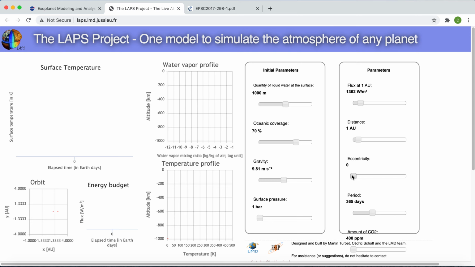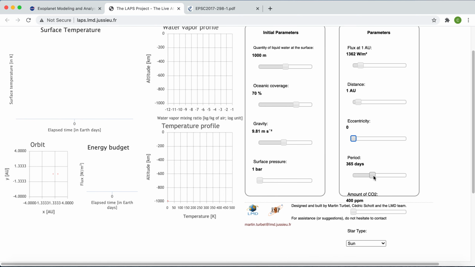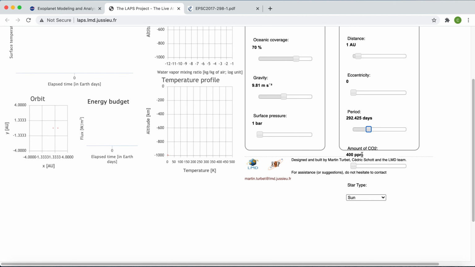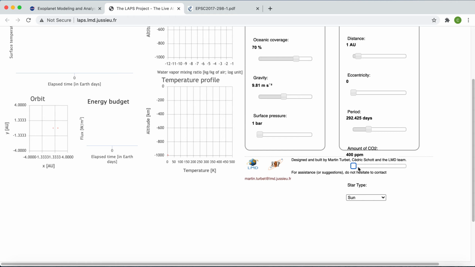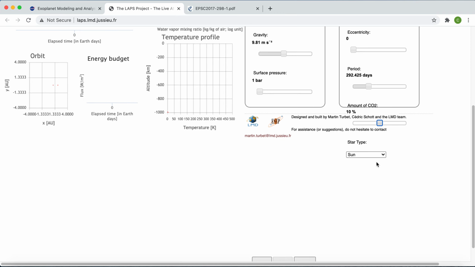Eccentricity, you can input the eccentricity from 0 to 0.4. The period of orbit, Earth is 365 days, but you can change that anywhere from 5 all the way up to 1,000 days. The amount of CO2 in the atmosphere can be put in parts per million, or you can also do it in percentages. So you can see that if you scroll the bar, it changes from 400 ppm to 900, and then it changes to percentages on the right side, anywhere from 10 to 50 to 100%. And last but not least, you can select the star type from 6 preloaded types of stars, from Blackbody, TRAPPIST, Proxima, to the Sun, etc.